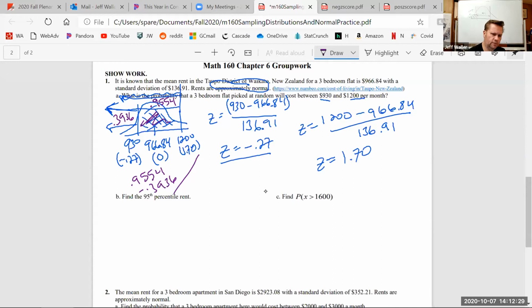Let's see, that's going to be 5618. 5618. Yes, it looks about that. I don't know why I'm writing it so crooked. So about 56%, a little over 56% chance that you'll find a 3-bedroom flat between $930 and $1,200 a month.